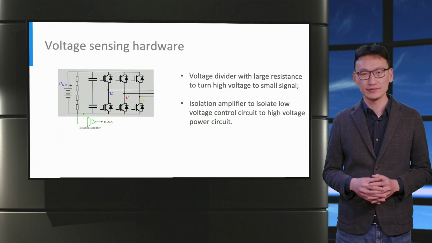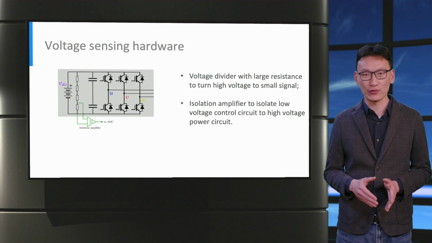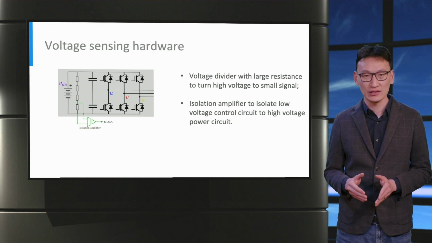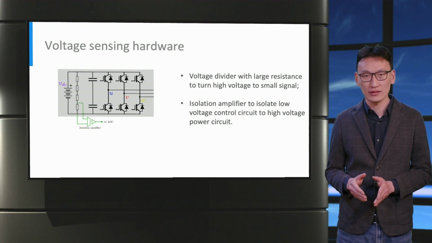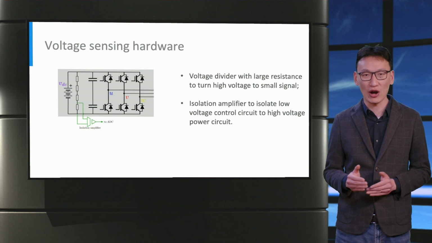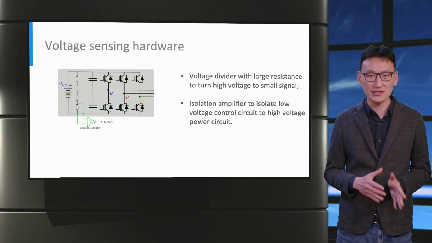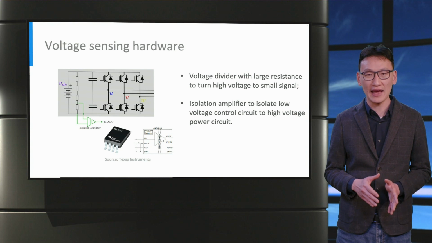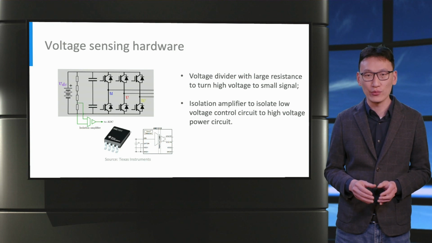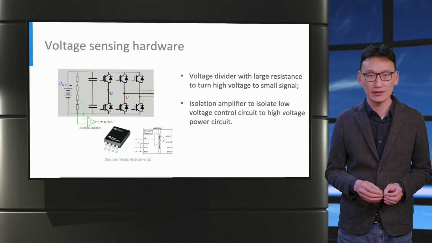Let's take a look at the voltage sensing hardware. The voltage is typically sensed through a voltage divider with a larger resistance, which turns high voltage into a small signal. An isolation amplifier is used to isolate the low voltage control circuit from the high voltage power circuit. The low voltage signal is then fed to the ADC. Below, you can see an example of a voltage sensor with the description of each pin.